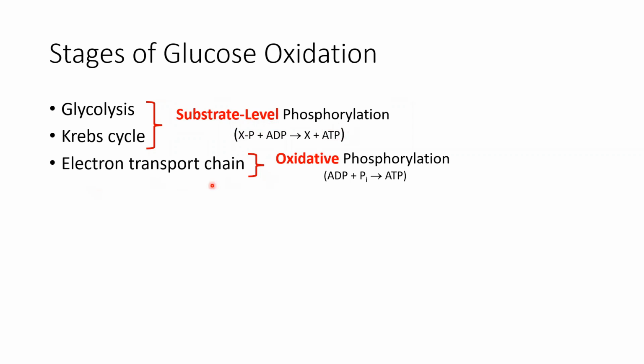Now, the final stage of glucose oxidation, which is the electron transport chain, is where we use oxidative phosphorylation. This is where we use the transport of electrons in order to add that phosphate onto ADP and make ATP. So this is what we describe as being the way that the majority of ATP is made in our cells. It's also the more reliable mechanism for making ATP, but it's going to take a longer amount of time and oxygen is going to be required as a substrate in order to drive this reaction.